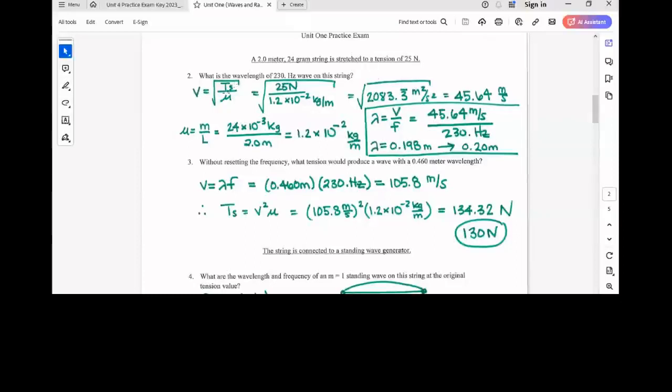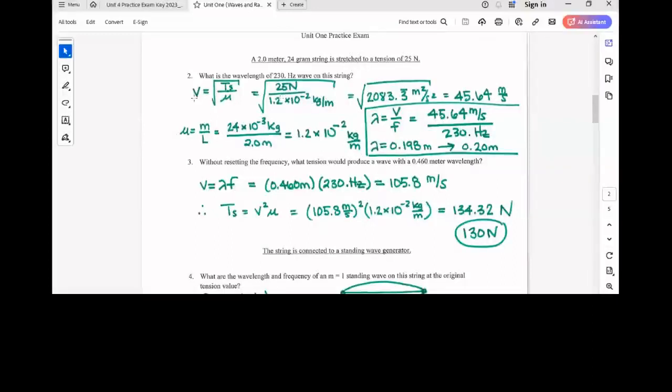That wave speed is just going to be the square root of the string tension divided by the linear density, mu, where the linear density is just the mass of the string divided by its length. And I need this to be in kilograms per meter because I need this to cancel out a kilogram and a meter that show up in the newton. So 24 times 10 to the negative 3 kilograms divided by 2.0 meters leaves me with 1.2 times 10 to the negative 2 kilograms per meter.